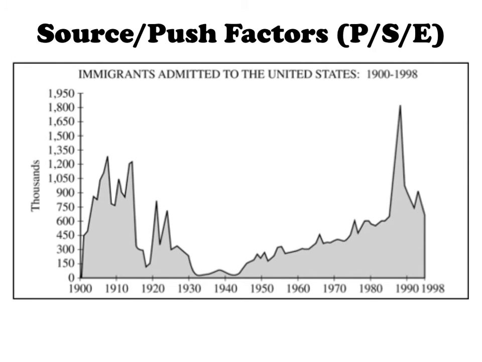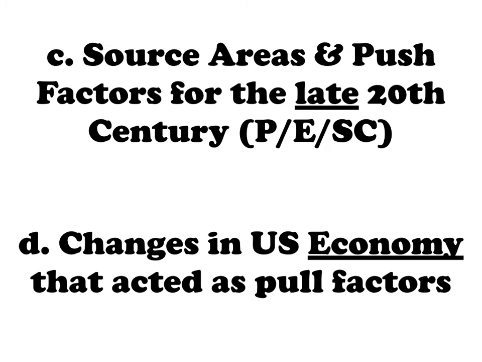So going on to the second part of this question, it's examining the major migration wave that happened in the later part of the 20th century, in the 1980s and 1990s. So we're going to look for source and push factors, and then we're going to look at changes in the US economy that act as pull factors.